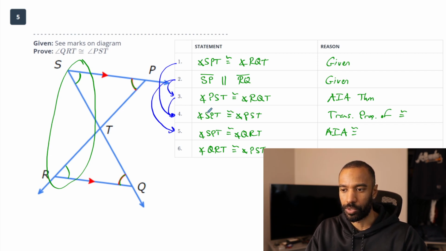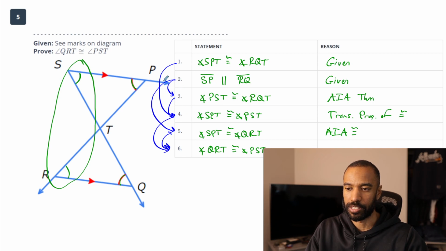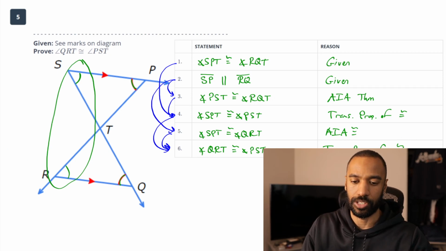PST was congruent to SPT. So both of these angles were congruent to the same angle. Therefore, they're congruent to each other. So statements 4 and 5 led me to statement 6. I know the arrows you probably can't even tell what's being drawn there, but hopefully as you heard it, it made a lot more sense. Transitive property of congruence. Okay, and that's the last one. That ought to do it for this one.